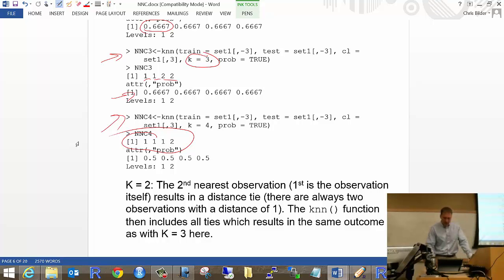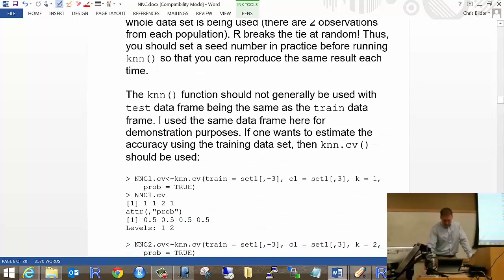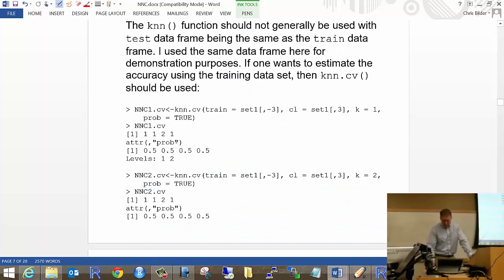Okay, so that takes us to page 7. So let's look at how KNN.CV works. Very simple. We're going to use one nearest neighbor. For the train argument, again, I put in my data set, excluding the population number. Obviously, that's a place where you can make an easy error, especially on a test, that you forget to exclude the population number.